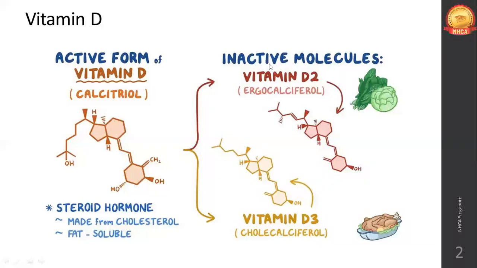So vitamin D, it's a fat-soluble vitamin and it exists in two forms. One is vitamin D3, that is called cholecalciferol, and then vitamin D2, that is ergocalciferol. The inactive form is available in plant molecules. But the active form of vitamin D is only available from animal products.